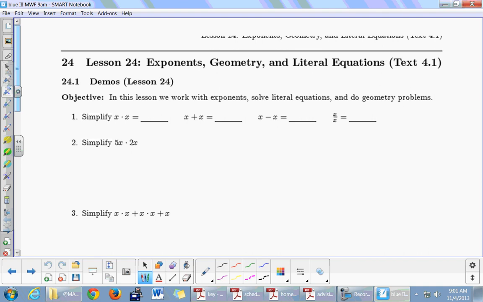X times x, what does that simplify to? That's x squared, yes? That's the definition of x squared, right? It is x times x. Okay, the next one looks kind of similar. What's the change? It's now a plus instead of a times, but it's a completely different answer. What is x plus x? 2x.